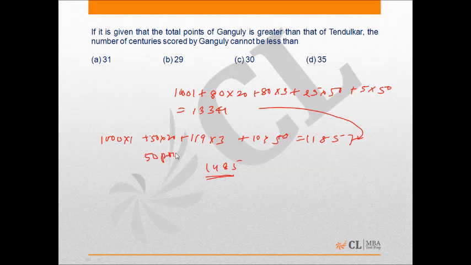So in order to get 1485 points on the back of centuries, we need at least 30 centuries. Therefore the required answer has to be 30, because without scoring these many centuries, Ganguly cannot surpass the total points of Tendulkar.